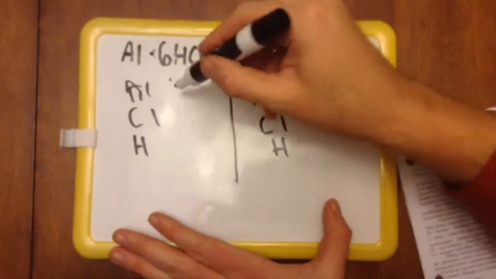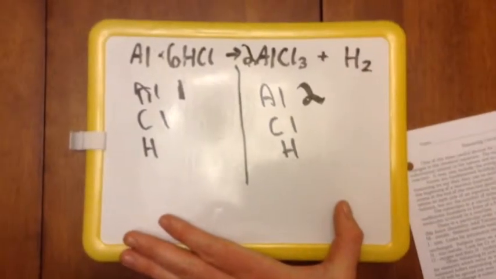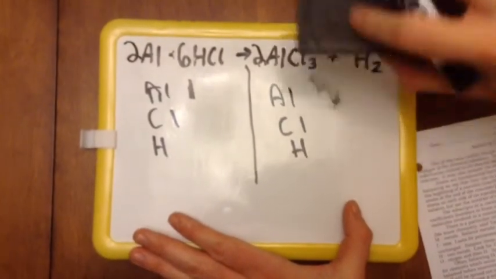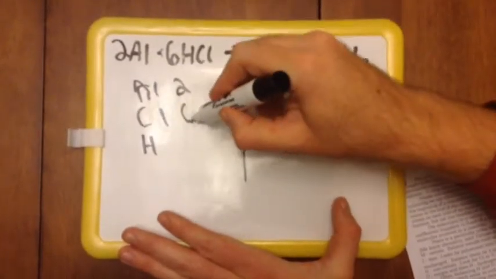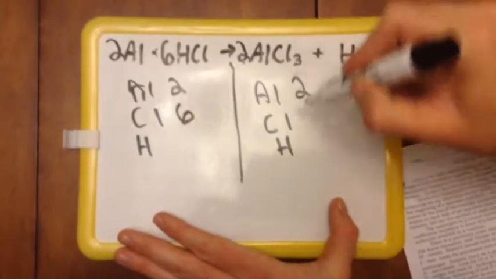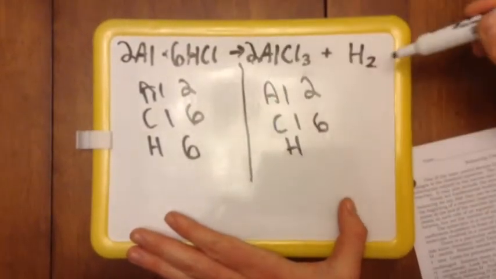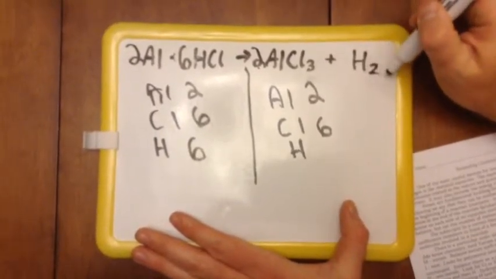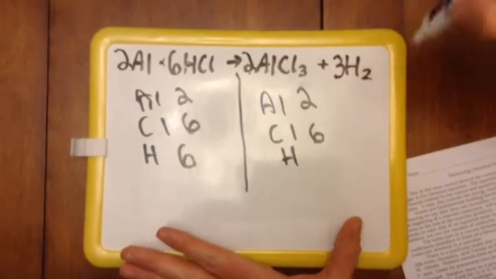Okay. How many aluminum do we have? 1. How many aluminum do we have? Well, we put in that 2. Now we have 2. Alright, let's fix that. Coefficient of 2. Count it up. 2 aluminum, 2 aluminum, 6 chlorine, 2 times 3 gives us 6 chlorine, 6 hydrogen, and we still only have 2 hydrogen, but we're going to fix that right here. We need to put in a coefficient that'll multiply with 2 to give us 6, and that's 3. Now instead of going back and erasing all the way, I'm going to skip over a step a little bit.